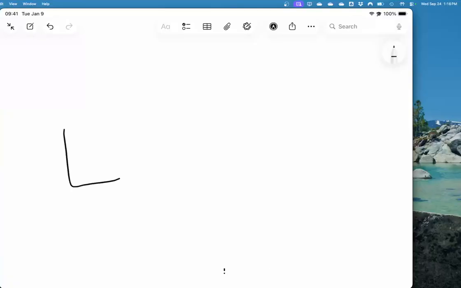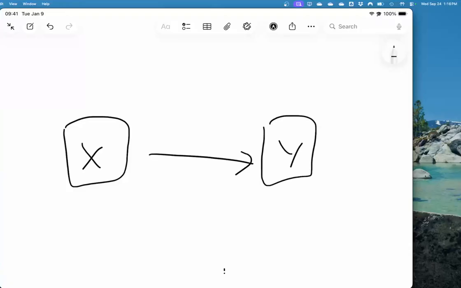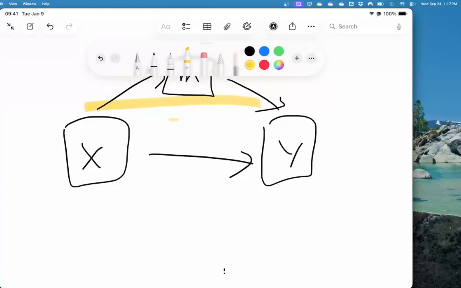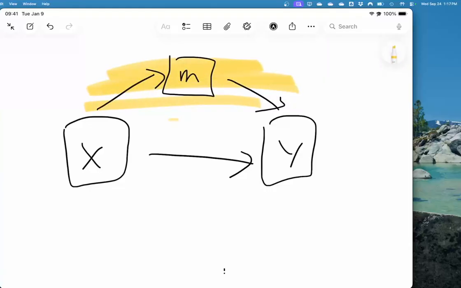Finger it is. We have X. We have Y. That's a direct effect, right? We often describe a mediator as mediating the relationship between X and Y, right? And this top portion of it, right up here, that part right there would be the indirect effect, right?